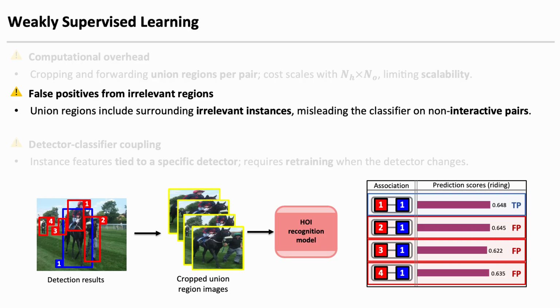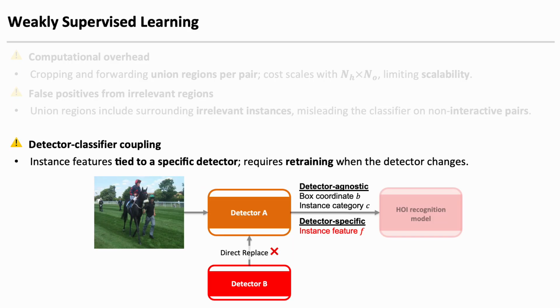Union regions can include not only the truly interacting human and object, but also surrounding people or objects. These irrelevant visual cues can confuse the classifier, causing it to incorrectly predict non-interactive pairs as interactive ones. The third issue is tight coupling between the detector and the classifier. Instance features are extracted in a detector-specific way, so swapping the detector means retraining the classifier too. That makes the whole system inflexible.